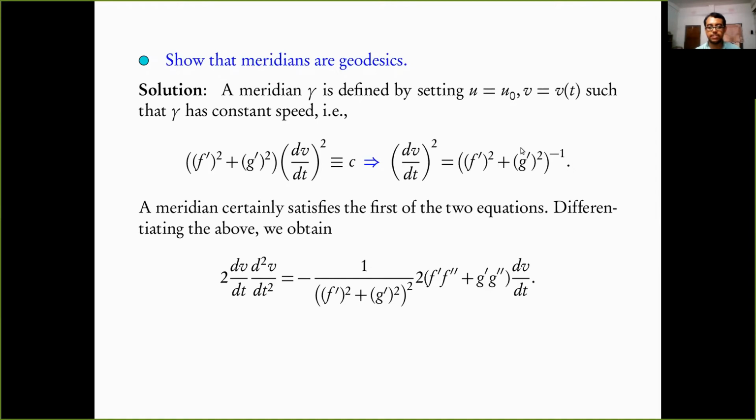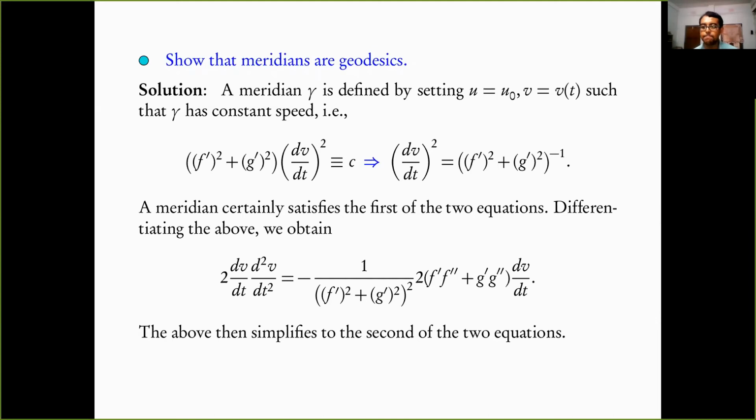What do you get by differentiating this? You get 1 over this thing with 2f prime f v dv/dt. But now you see that you can cancel off dv/dt from both sides. And you can cancel off 2. And what you get is exactly the second equation, right? This is exactly the second of the two geodesic equations. So a meridian is a geodesic. Okay. So I hope this is clear. Right? Okay, any questions?